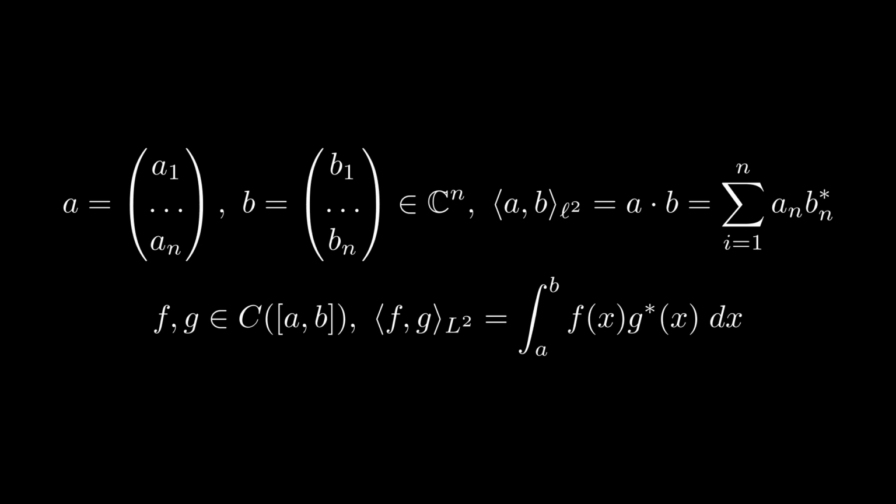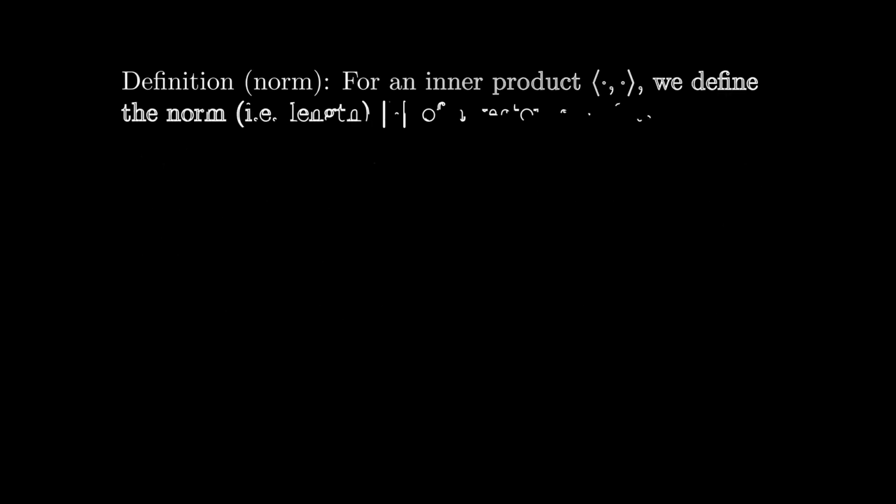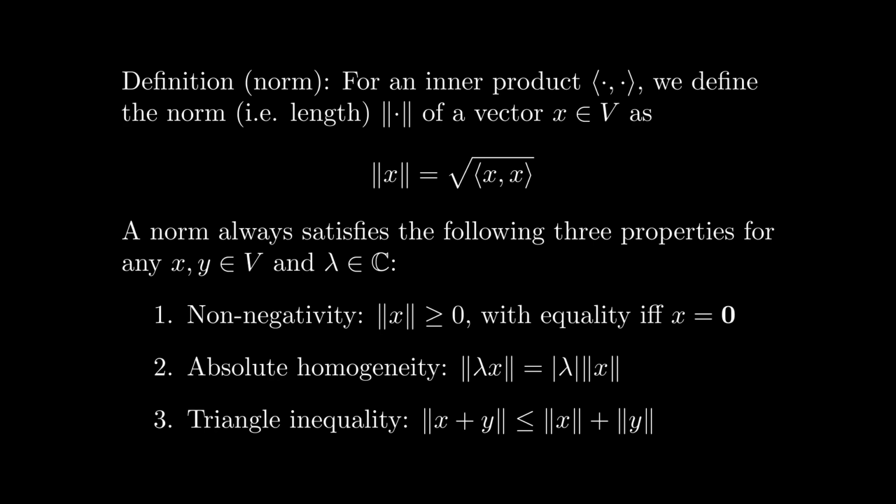This L2 space, also sometimes just called the Hilbert space, contains all functions whose integrals of their absolute value squared are finite over a given interval from a to b. Note that if we have an inner product, we can define its induced norm as follows. This is the metric that I had mentioned previously.